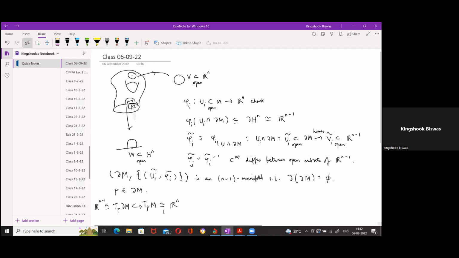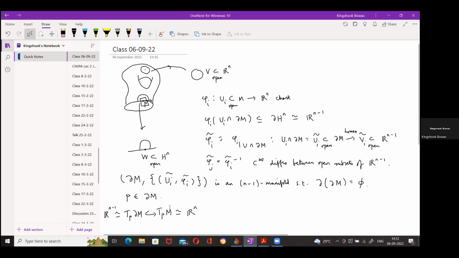So first we have to define TPM, right? We have to be a bit careful here because we want to again use the same definition, derivations at the point P of the ring of germs of smooth functions at P. But normally for smooth functions at P, we need to look at a neighborhood of P, which is homeomorphic to an open set in Rn. But here a neighborhood will be homeomorphic to an open set in Hn.